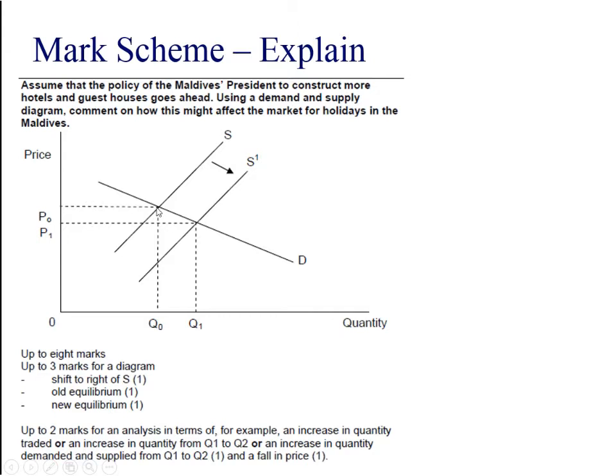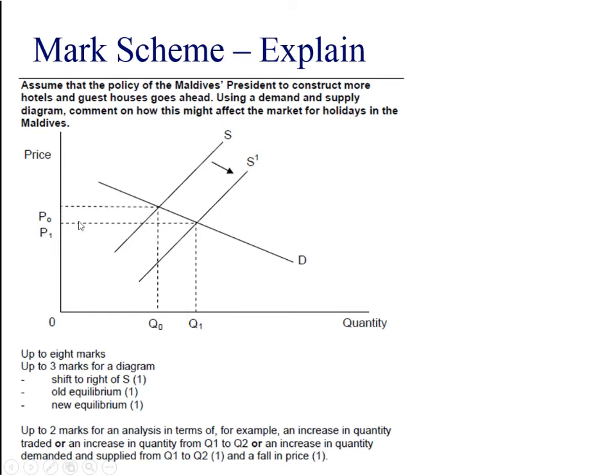We're constructing more hotels and guest houses, so we know that the Maldives are able to offer and supply more holidays. So it's a shift outwards of supply because there's more competition in the market, basically. And the effects that we have, we've got our labelled supply curves, we've got a labelled demand, we've got quantity down there, we've got price down there, and we've got P0 moving to P1 and Q0 moving to Q1.